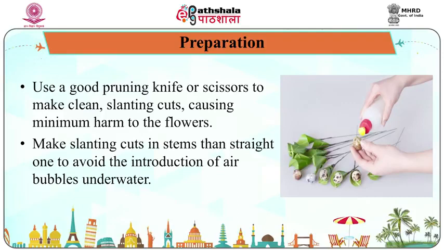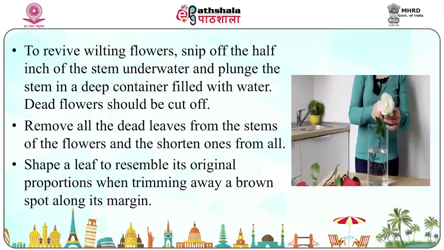Use a good pruning knife or scissors to make clean slanting cuts, causing minimum harm to the flower. Make slanting cuts in stems that are straight to avoid the introduction of air bubbles underwater. To revive wilting flowers, snip off the ½ inch of the stem underwater and plunge the stem in a deep container filled with water. Dead flowers should be cut off.